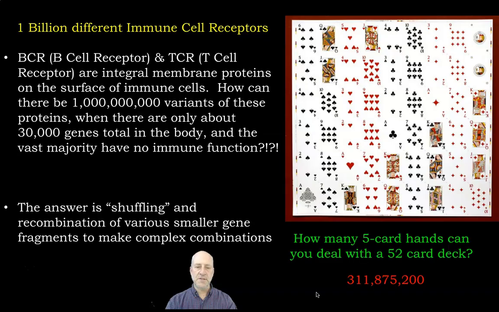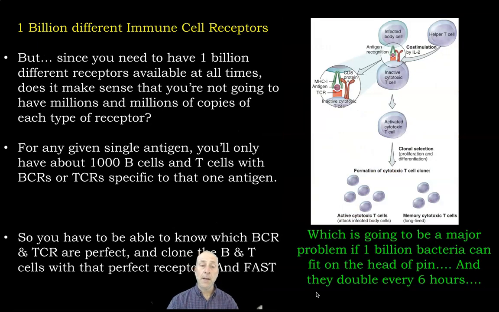Just like you shuffle the cards together in combinations, you shuffle the proteins together in combinations to make 1 billion different receptors, each one capable of finding and binding a specific antigen. And that's going to be important. But since you have 1 billion different receptors, does it make sense you're not going to carry massive amounts of each one? It's just not going to happen. So you carry very low amounts of each one, which is okay.